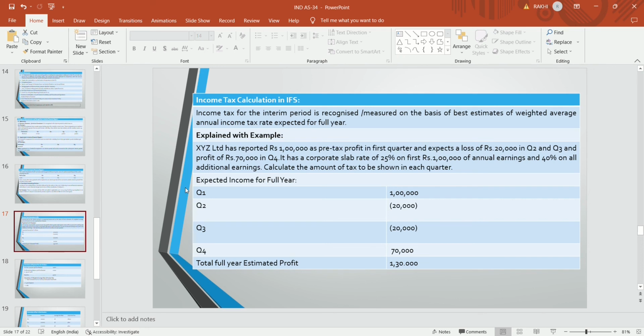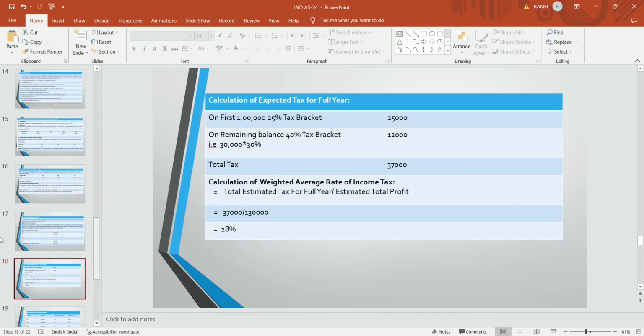So the expected income for the full year is: quarter 1 is 1 lakh, quarter 2 a loss of 20,000, quarter 3 a loss of 20,000, quarter 4 a profit of 70,000. In total, the full year estimated profit will be 1,30,000. Now the calculation: on the first 1 lakh the tax rate will be 25%. So first 1 lakh into 25% is 25,000. The remaining 30,000 will be charged at a rate of 40%.